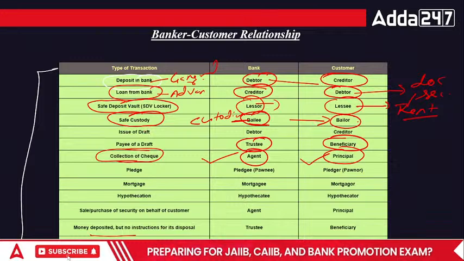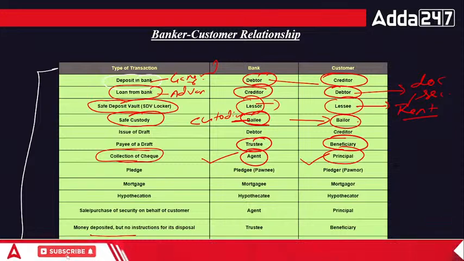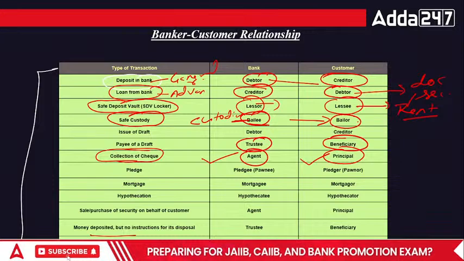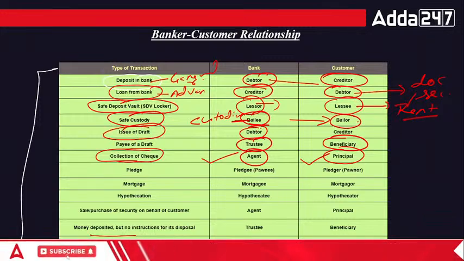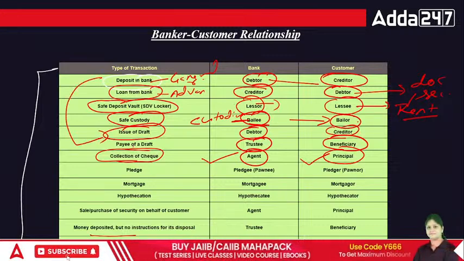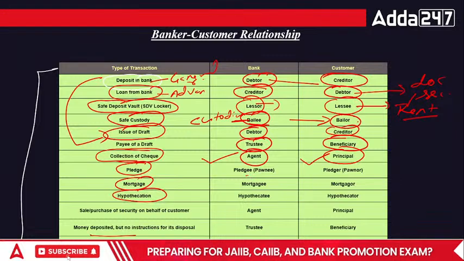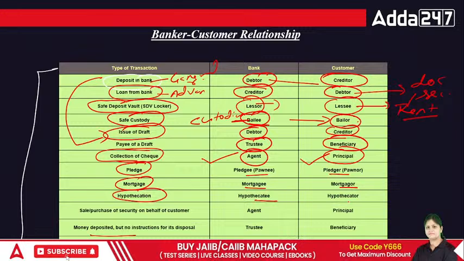Now in case of issue of a draft, there is another relationship. Now the bailee and bailor, there are so many relationships. Now there is another relationship, issue of draft. It becomes debtor and creditor. Similarly in the case of deposit in the bank. In case of pledge, in case of mortgage, in case of hypothecation, the relationship is pledgee and pledger, mortgagee and mortgager, hypothecatee and hypothecator.